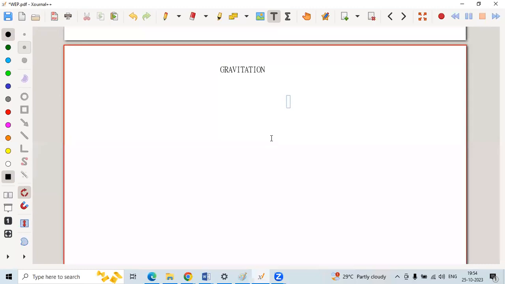First of all, can you say what is gravitation? A downward force which acts. Okay, a downward force which is acting. Correct. Any other definition?